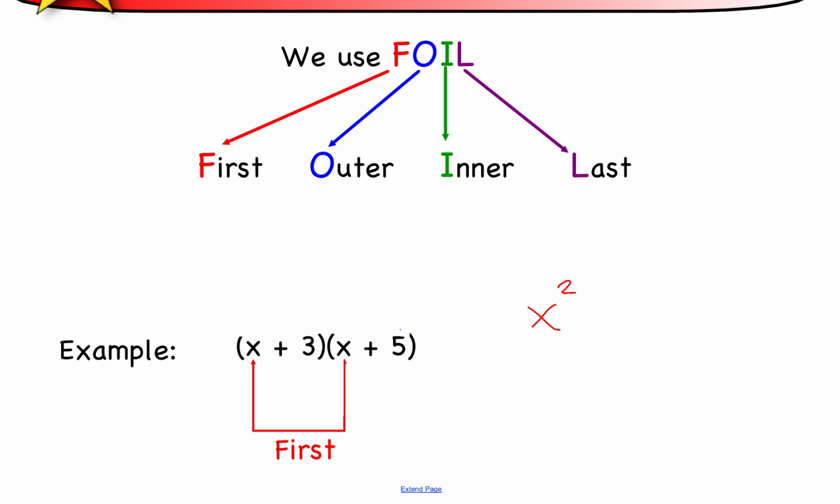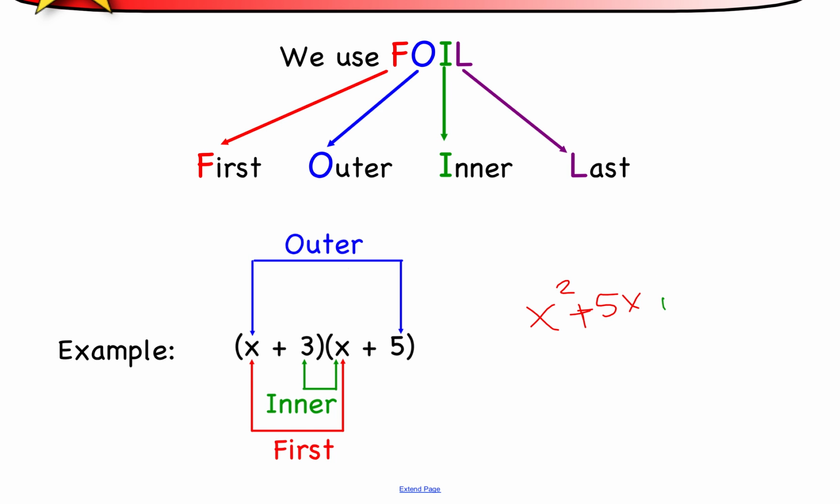And then what I'm going to do is multiply the outside terms, x times 5, which is plus 5x. So that's my outer, plus 5x. And then I'm going to multiply the inside terms. The inside terms are positive 3 and positive x. I should do these color coordinated. So that's plus 3x for the inner term.